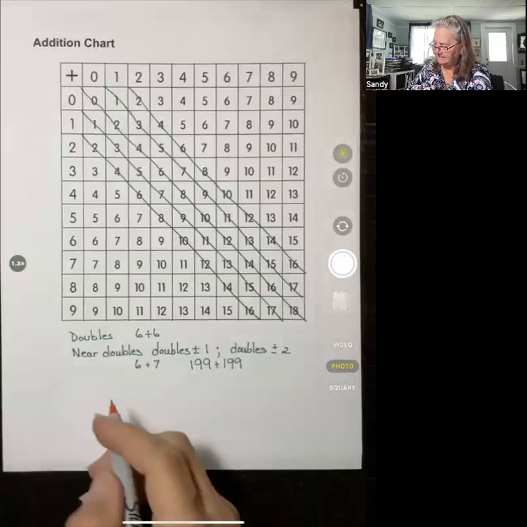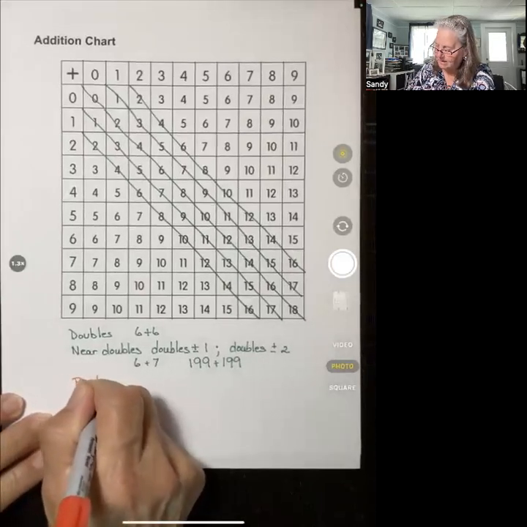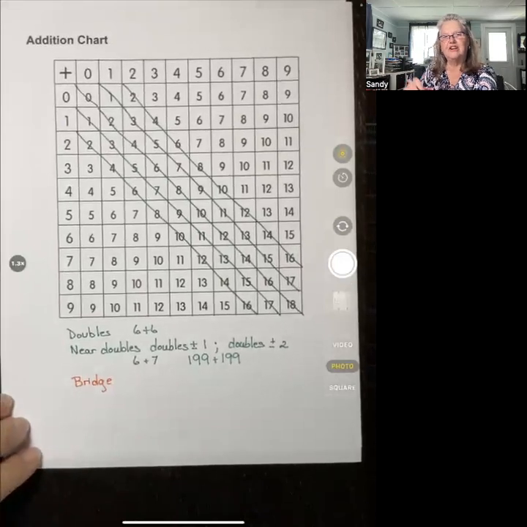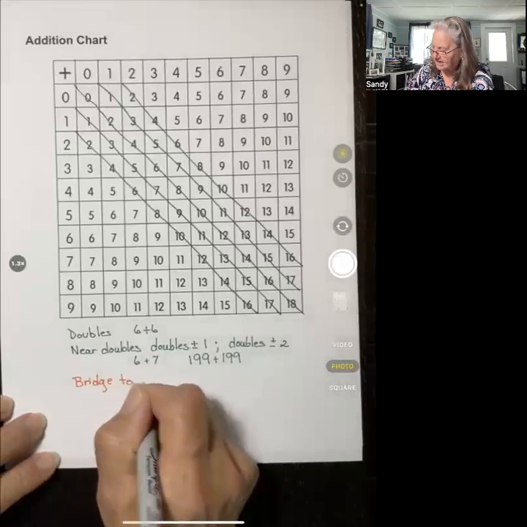The bridge to 10, which is the associative property. And for more information on these, I'll leave a link to the addition playlist below, and you'll get to see how these different strategies are used in the grades, a little bit more about the strategy themselves.